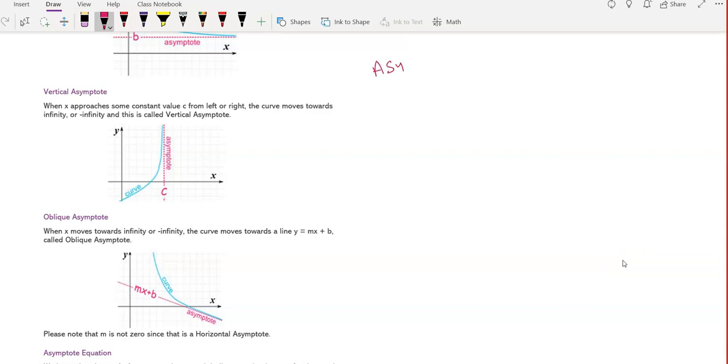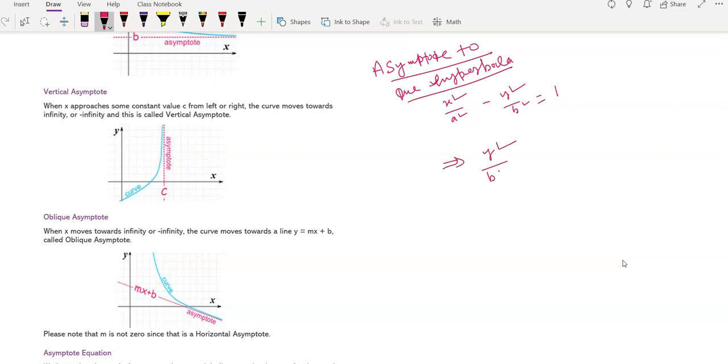Let us find the asymptote to the hyperbola x square by a square minus y square by b square equal to 1. So I am doing it very fast. I will not take much time. You express y in terms of x. Then y equal to plus minus b by a, this all of you know.